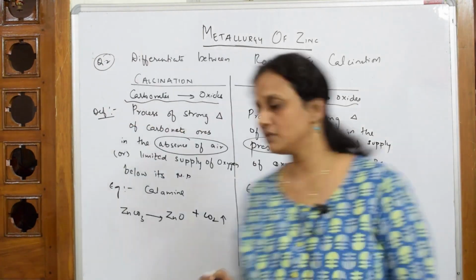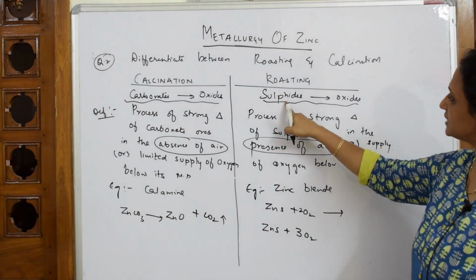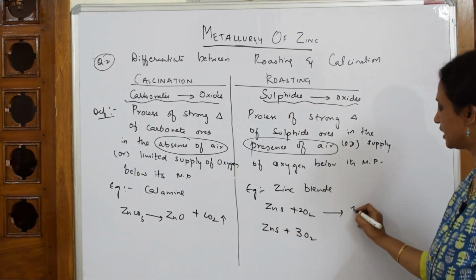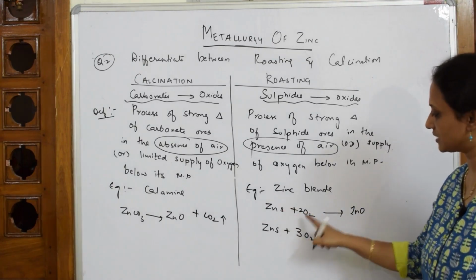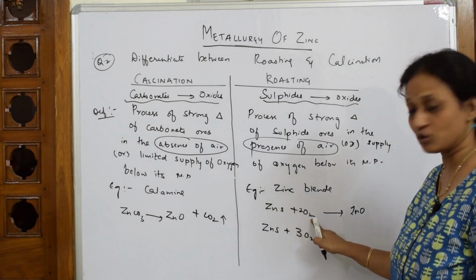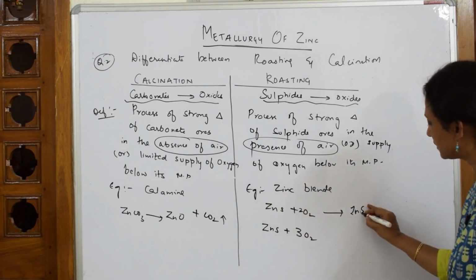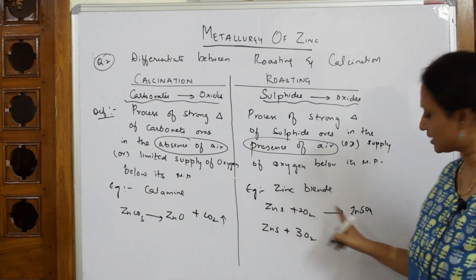Now what happens when you roast zinc sulfide with 2 moles of oxygen? I said sulfides will get converted to oxides. So convert sulfides to oxides first. Now zinc oxide. Yes, zinc oxide. Now what is left extra? Yes, sulfur, SO2 to SO4, isn't it? Now 2 moles I took. So this becomes zinc sulfate. Remember that. This is an exception here. You have to remember that. Now 2 moles, you get zinc sulfate.